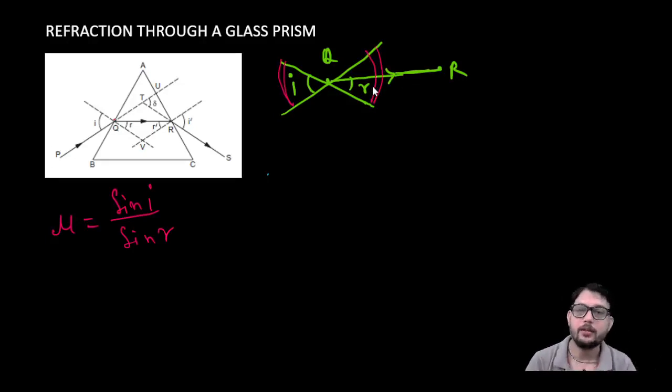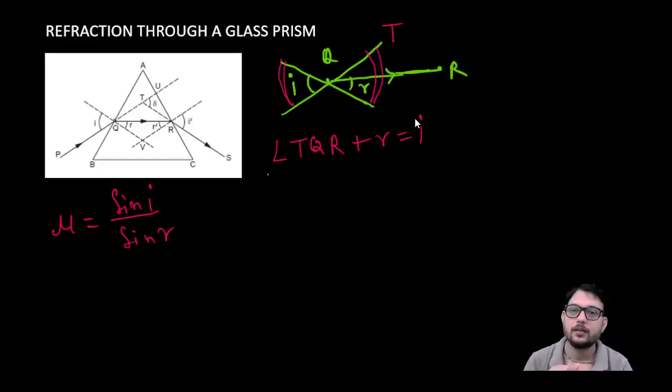It means if this point represents capital T, as you can see in the diagram, then we have angle TQR plus small r, and that must be equal to i. I hope that there is no problem. So the value of i comes in terms of small r, and one more angle is there, that is your angle TQR.